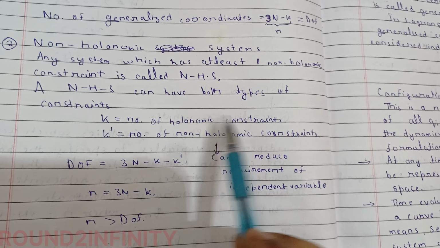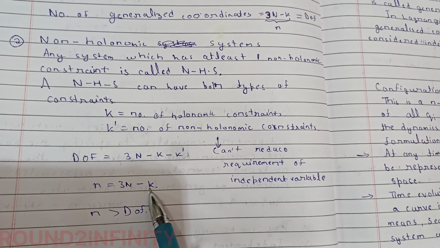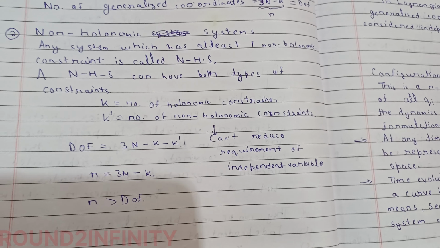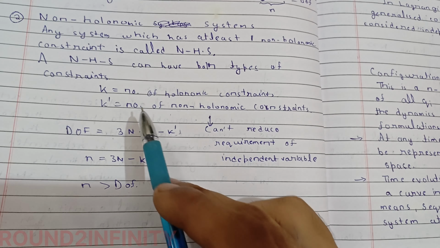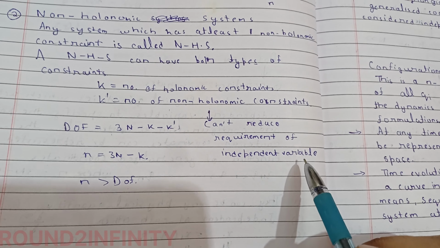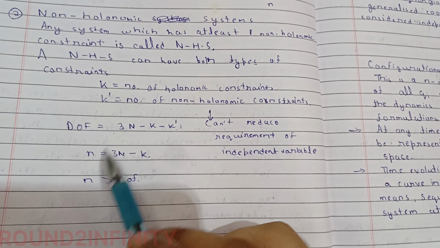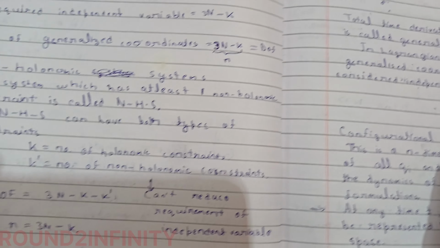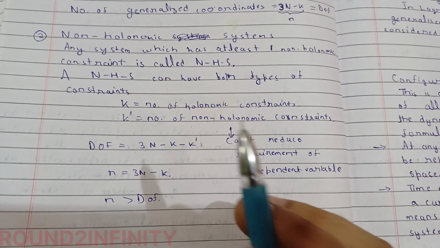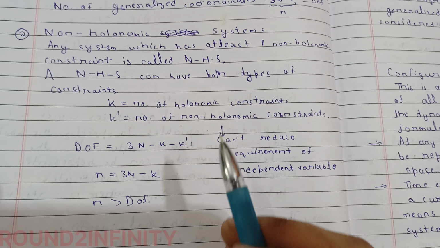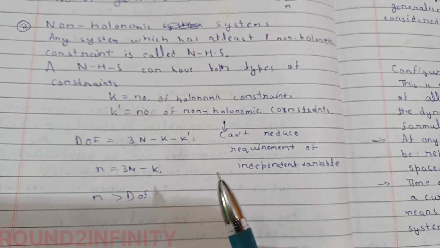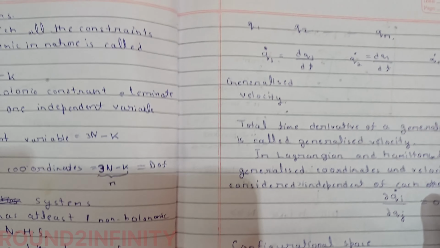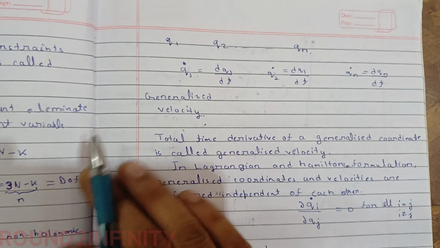Only the definite holonomic constraints can reduce the independent variables. So for the non-holonomic system, this n is always greater than the degree of freedom. I hope you get this point, because these k dash can't reduce the requirement of independent variables, and that's why n will be 3n minus k only, always. Now see, we know what generalized coordinates are, and how many generalized coordinates we will have depends on the degrees of freedom and what kind of system we are having.